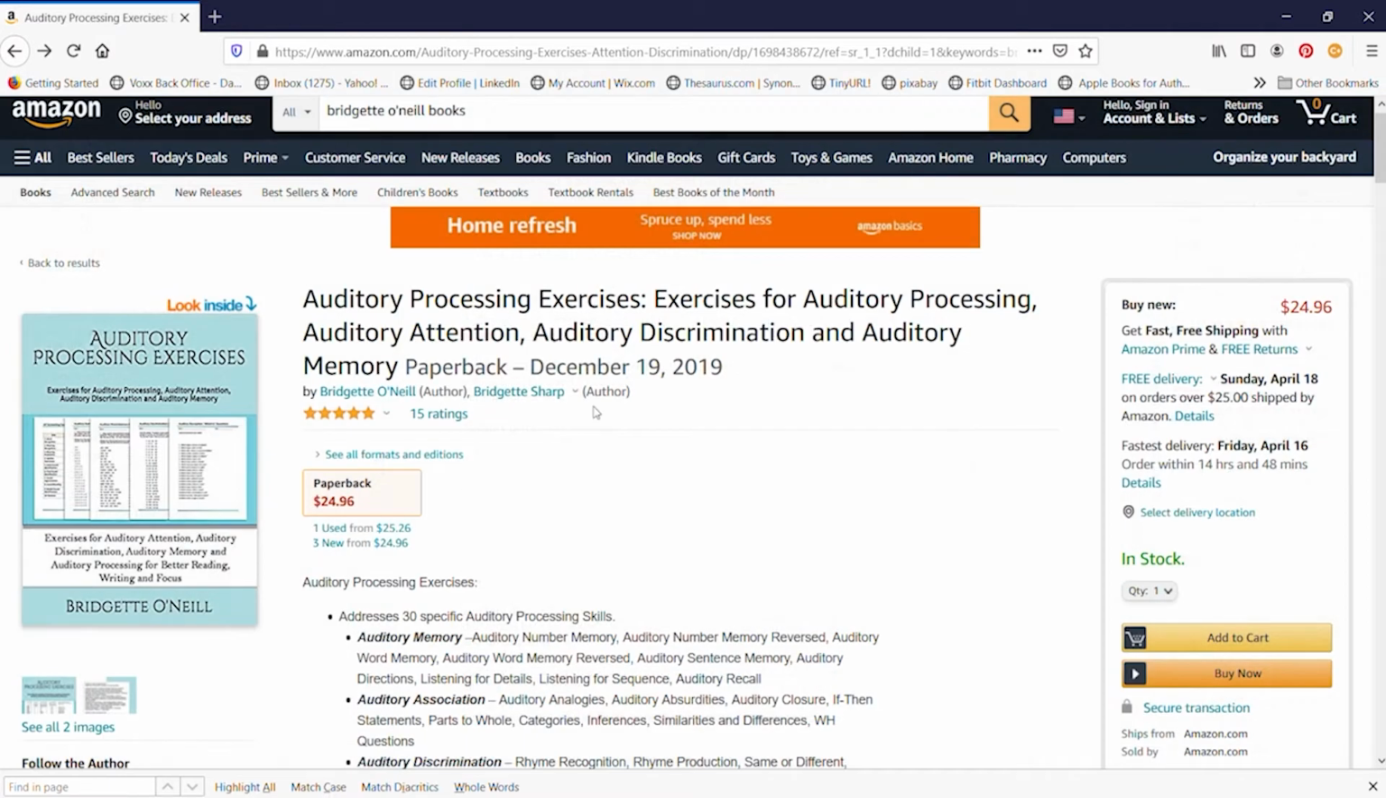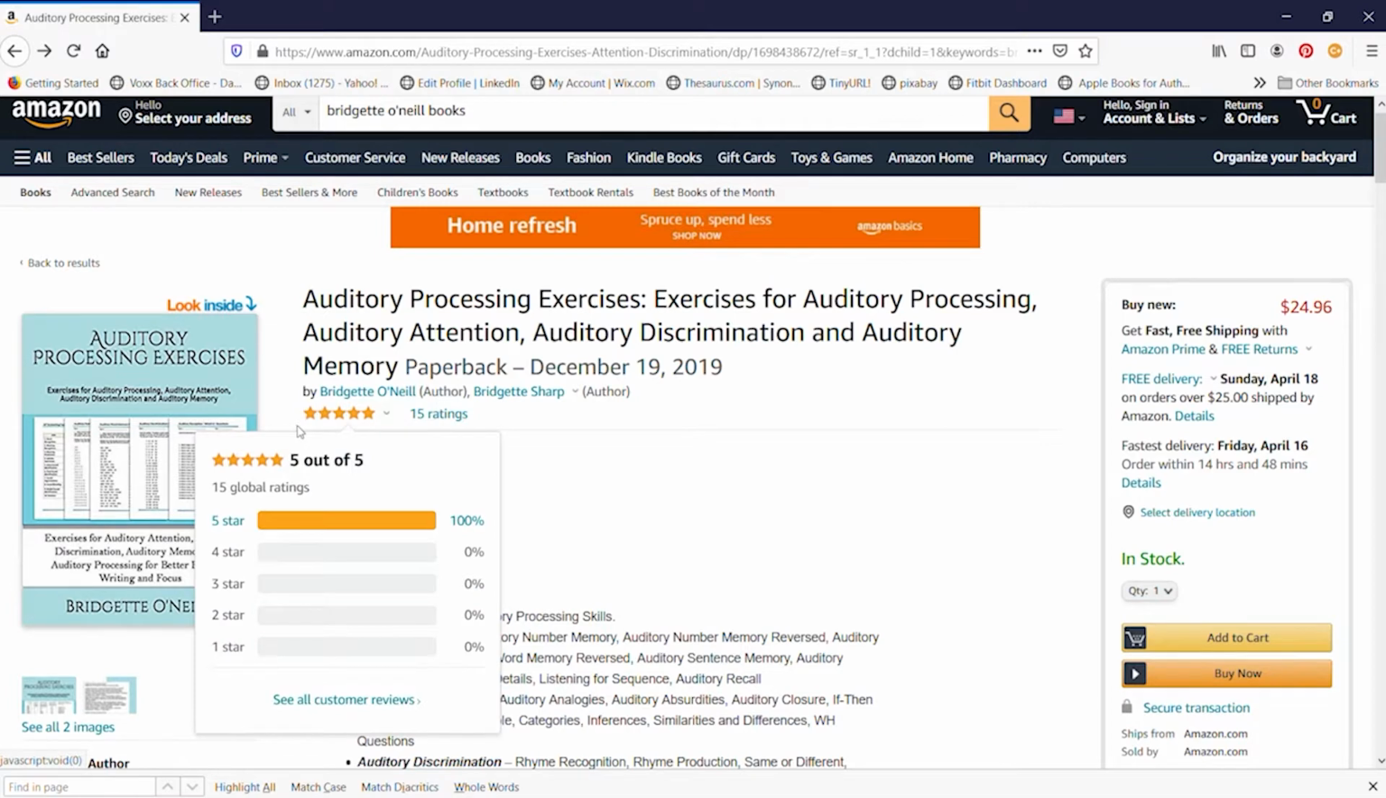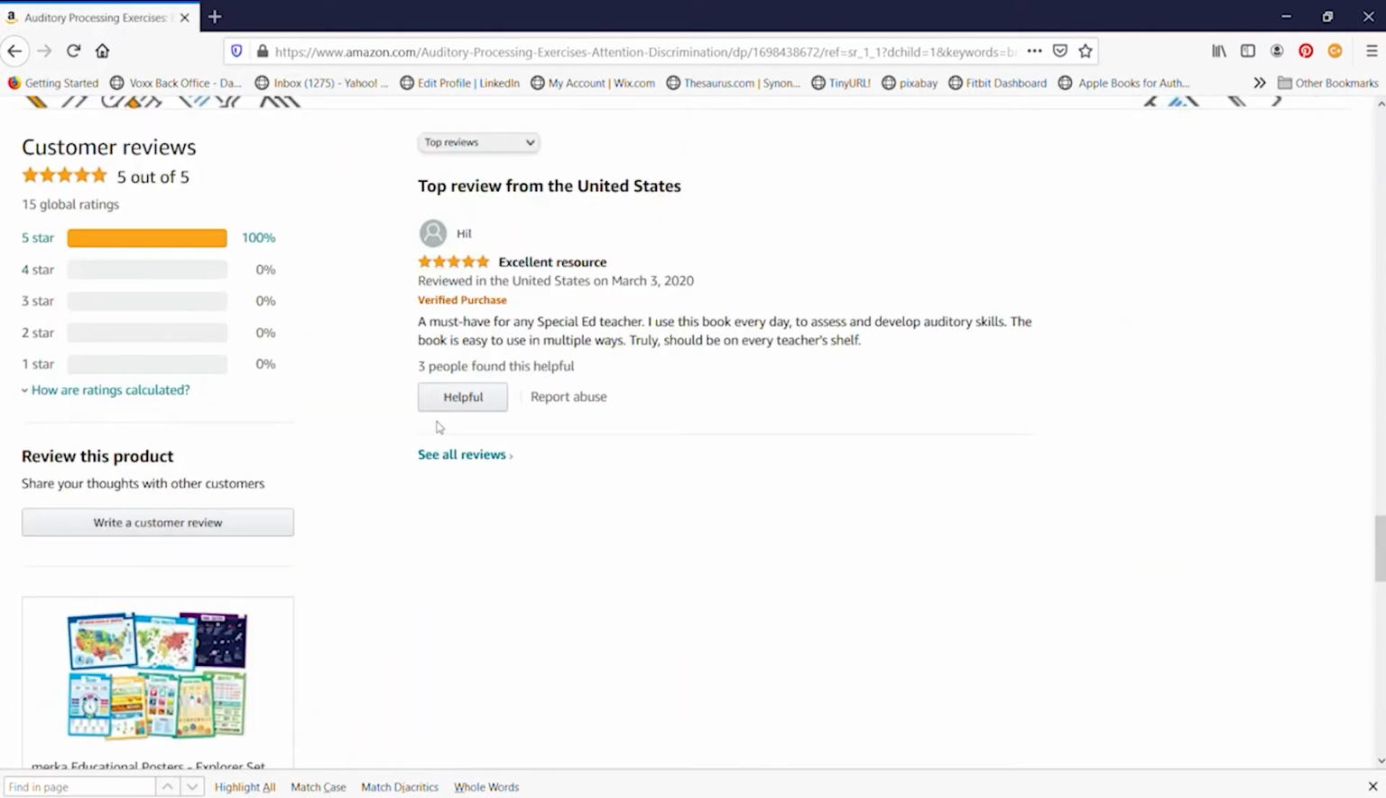Then there's just a quick descriptive. Let's look at our ratings. All 5 stars, by the way. Every rating is a 5-star rating. And then what do we have? We have somebody who says this is an excellent resource, a must-have for any special ed teacher. So you can see here that this person is a teacher, and you probably have many therapists and teachers that are using the product. Okay, so that was a little bit of information about the book.